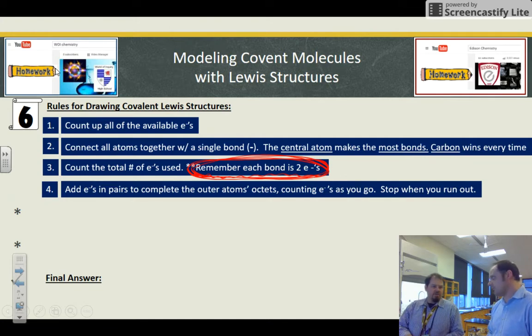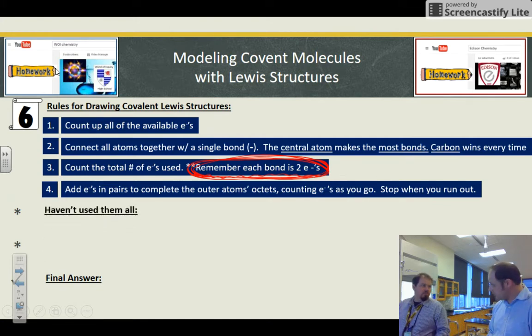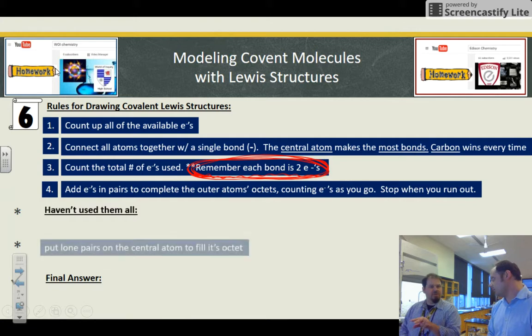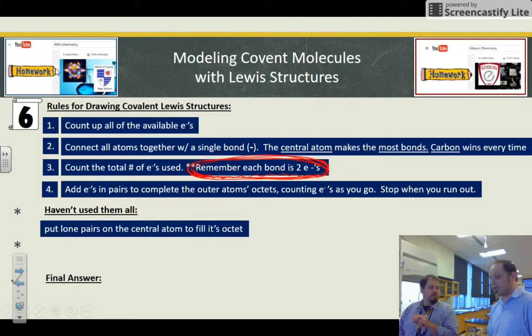Now there's 2 scenarios. Either I haven't used them all. That's when I throw some extra pairs on the central atom. Like if you had 12 electrons to use, but you only used 10 by connecting all the atoms, then put in 2 more after I did all my lone dots.